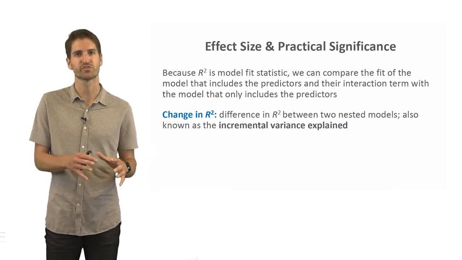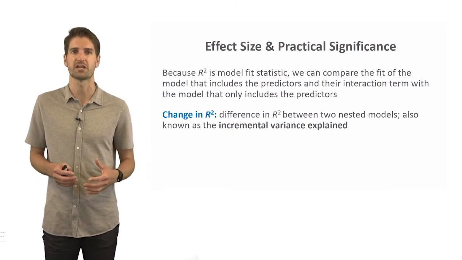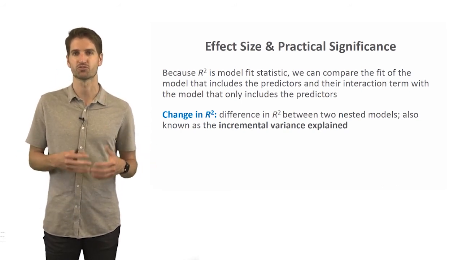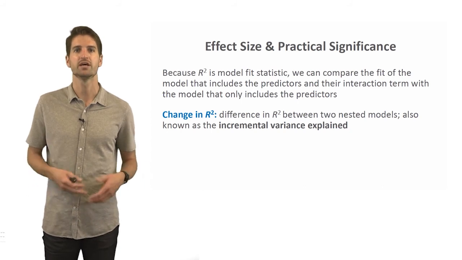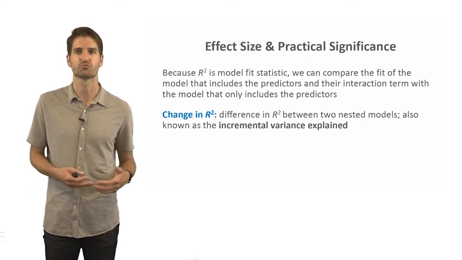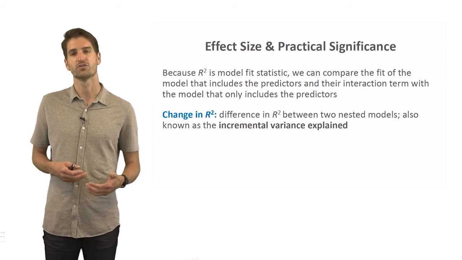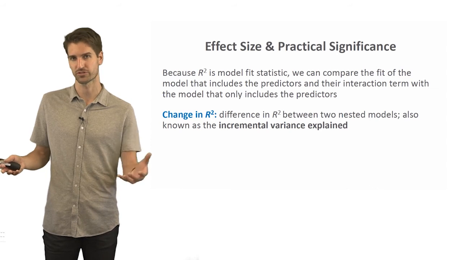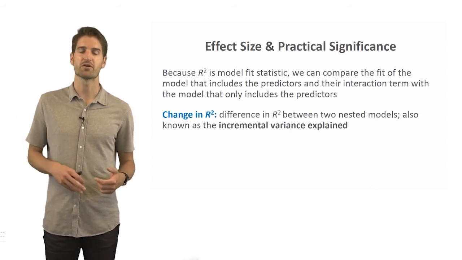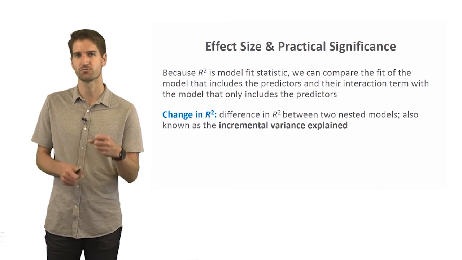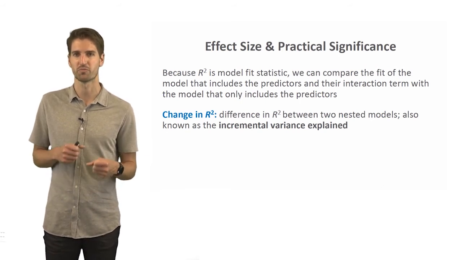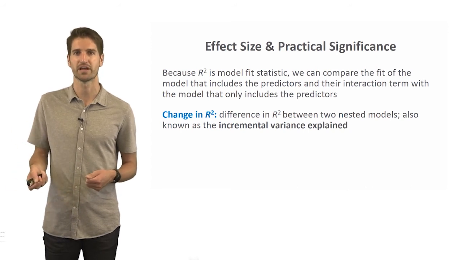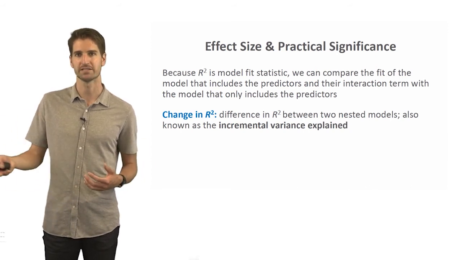And the R squared, specifically the change in R squared, which sometimes you'll see represented by the delta in R squared. So you can think of it as a triangle, the Greek letter delta for change. Change in R squared is the difference in R squared between the two nested models I just mentioned. One model has the interaction term and the two predictor variables, or the predictor and the moderator variable, and the other model that we're comparing it to just has the two predictor variables, or the predictor and the moderator variable. And so we want to know, is there a statistically significant amount of incremental variance explained by this moderating effect?